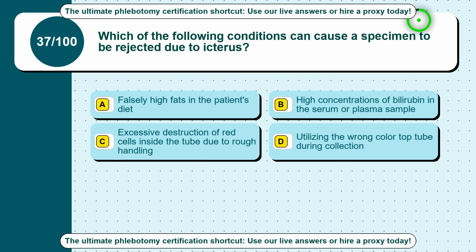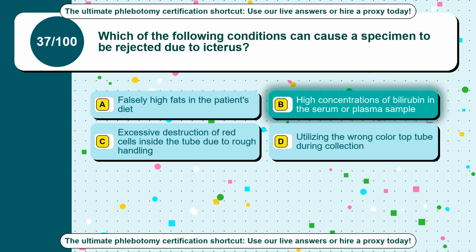Question 37. Which of the following conditions can cause a specimen to be rejected due to icterus? Option A. Falsely high fats in the patient's diet. Option B. High concentrations of bilirubin in the serum or plasma sample. Option C. Excessive destruction of red cells inside the tube due to rough handling. Option D. Utilizing the wrong color top tube during collection. The correct answer is option B.